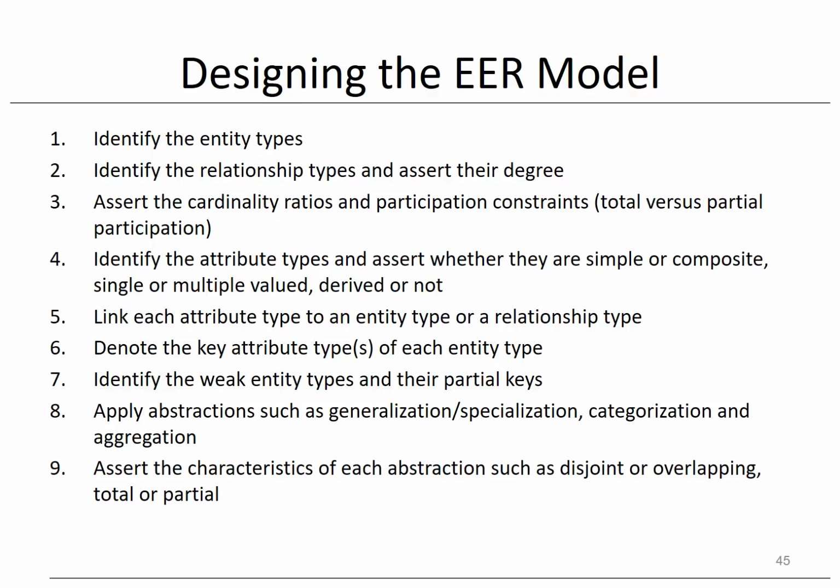Link each attribute type to an entity type or relationship type. Denote the key attribute type or key attribute types of each entity type. Identify the weak entity types and their partial keys. Apply abstractions such as generalization, specialization, categorization, and aggregation. Assert the characteristics of each abstraction such as disjoint or overlapping, total or partial.